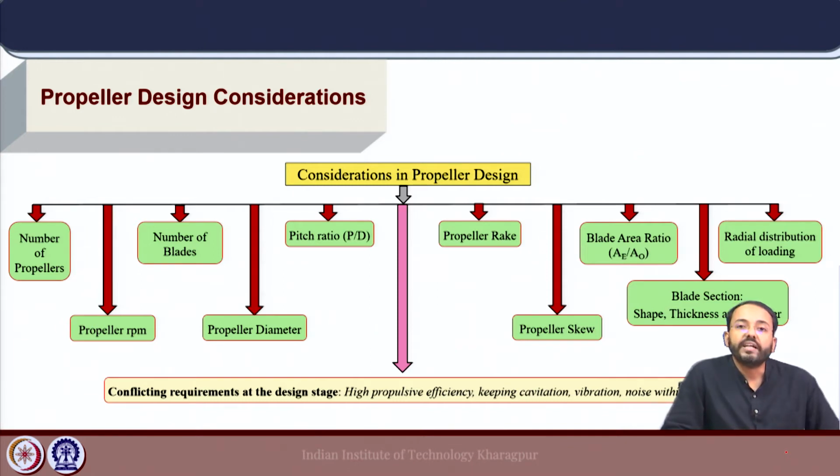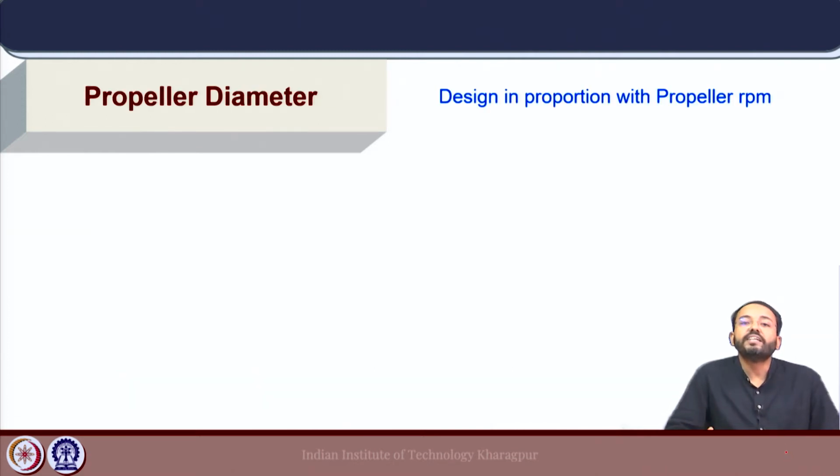Finally, we need to obtain a high propulsive efficiency as much as possible for the design condition, but keeping cavitation, vibration and noise within certain limits, and also take care of the strength requirement for the propeller blade. Now, let us look into the other considerations for propeller design if we continue from the last lecture.